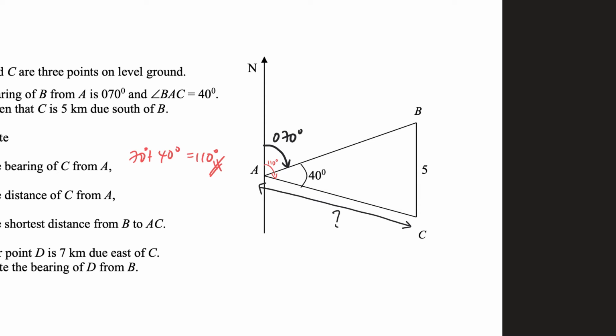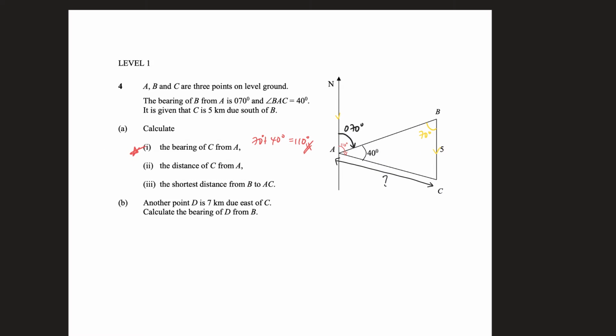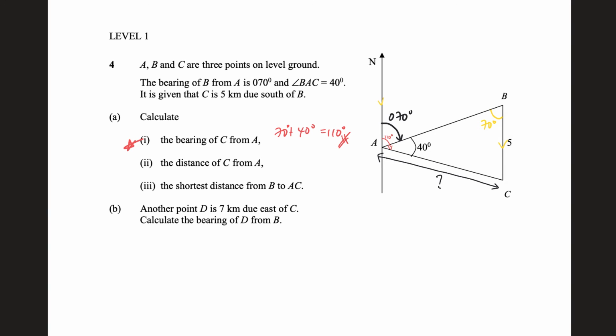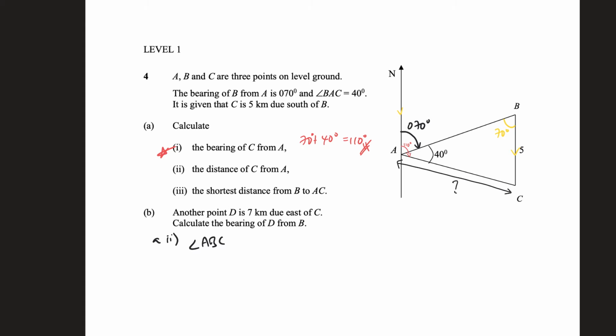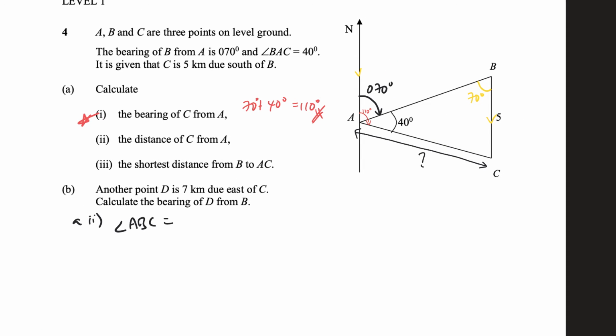And if I quickly highlight this over here, then this is a Z shape. Because these two are parallel, then by alternate angles, this must also be 70 degrees. So angle ABC is actually equal to 70 degrees as well, by alternate angles.